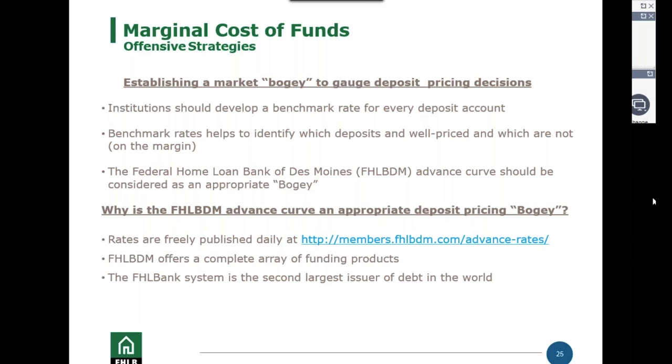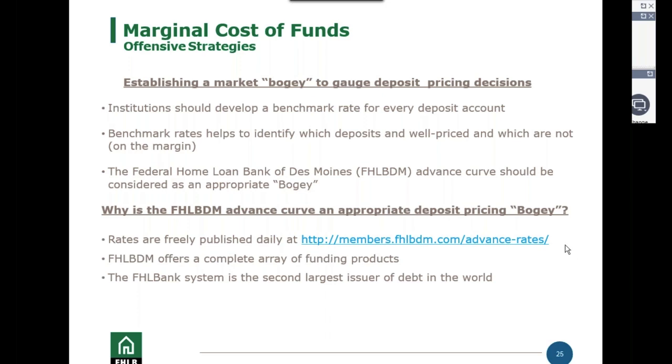We'll talk about how you establish a market bogey. Institutions should develop a benchmark rate for every deposit account. Every single deposit account that you have should have some type of benchmark rate. My request to you is that you look at using the Federal Home Loan Bank advance curve. If you model interest rate risk, a lot of times it's used as your indifference curve because it is a substitutable deposit product for you.